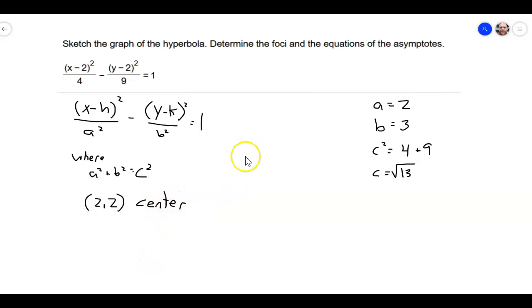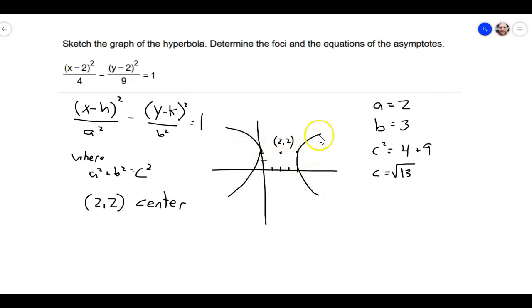Now let's see what this thing looks like here. Just kind of draw a little makeshift graph, nothing special. The center is at (2, 2), right here. And remember we said in order to find the vertices, we're going to add 2 and subtract 2 from the x value. So adding 2 to the x value gives me (4, 2), so that'll be one of the vertices. And subtracting 2 from the x value will give me 0, so right here. So this thing is going to open to the left like this, and to the right something like this.